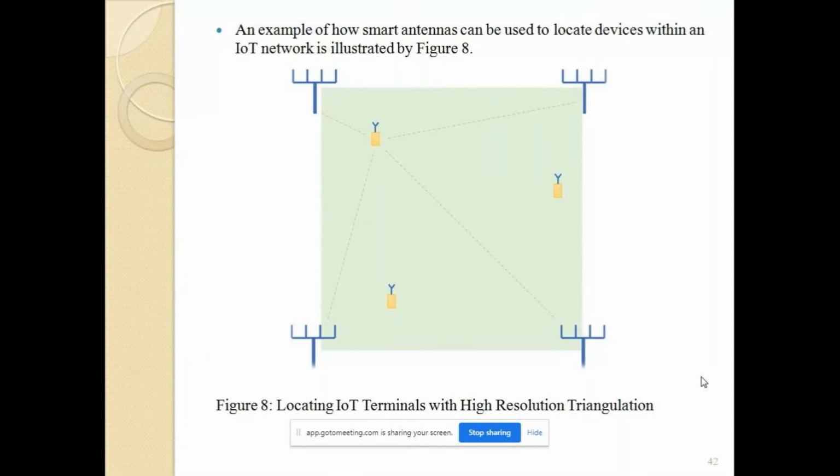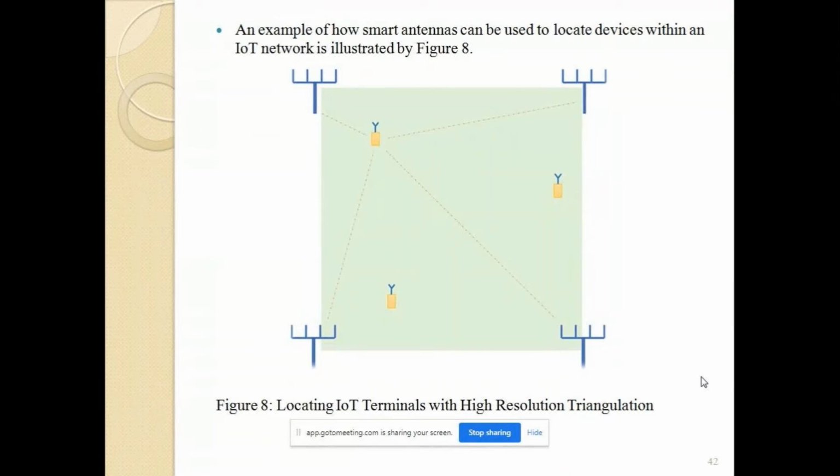Now these are the basics, or the insights, of direction of arrival which we have studied. As already mentioned in the previous slides, direction of arrival, or locating and estimating the signal, is important for 5G or IoT devices. So in this figure 8, which is a continuation of the direction of arrival estimation, locating IoT, Internet of Things, terminals with high resolution triangulation has been presented. Here is an example of how smart antennas can be used to locate devices in an IoT network. This is a very important point.